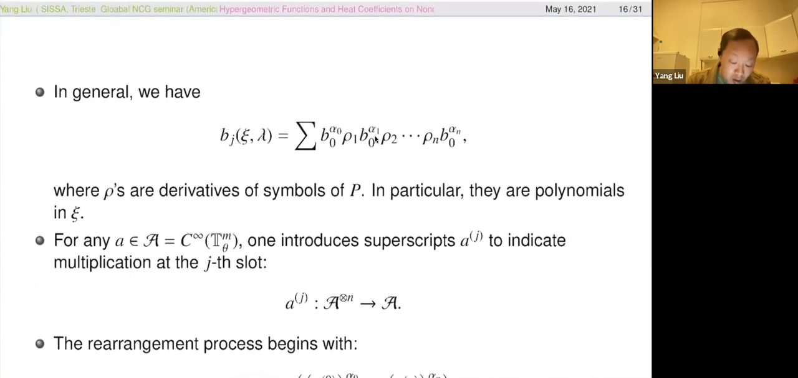So the first general feature is that each Bj has many terms, but still a finite sum of terms that look like that: some powers of B0, with some rho in between, where these rho are derivatives of the symbol of P. In particular, they are polynomial in psi. So that's the easy part. Hard versus easy is in the sense that B0 has an inverse, while these rho have no inverse; they are polynomials in psi.